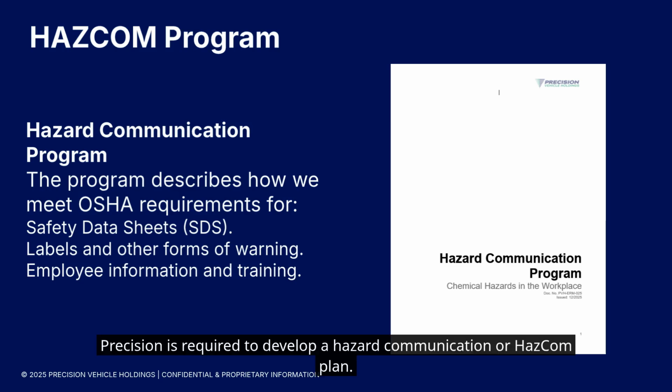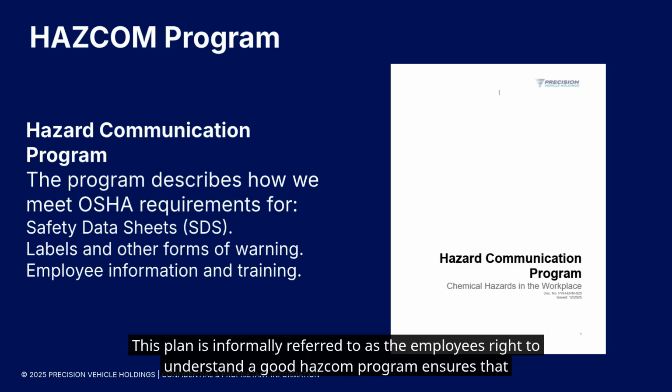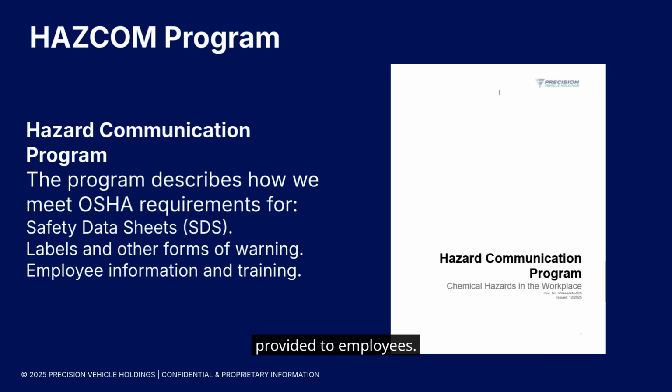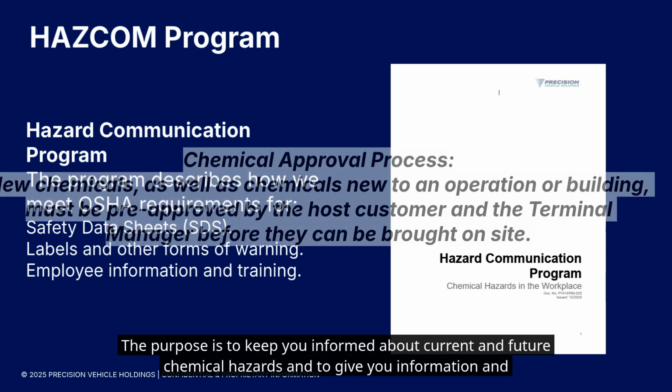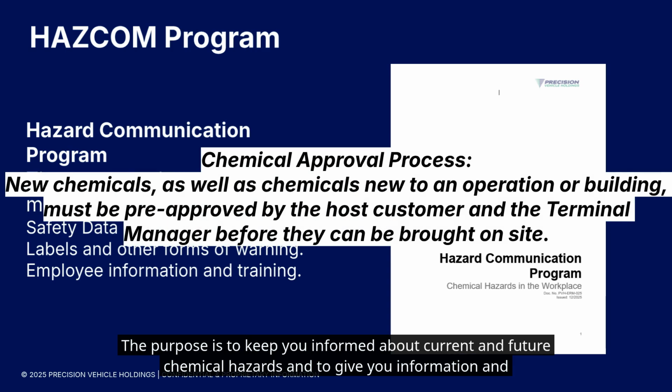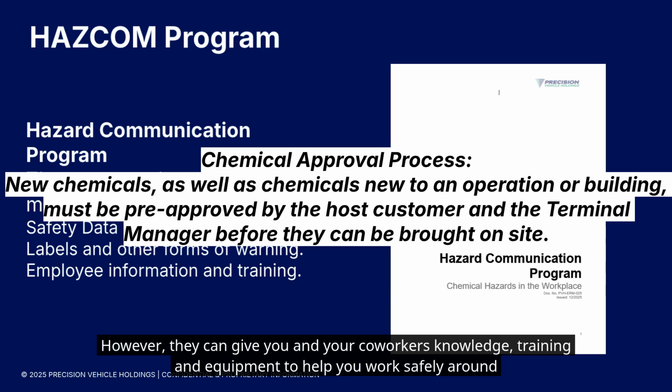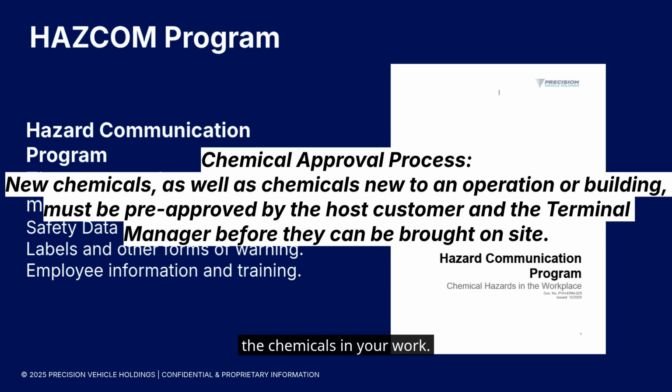Precision is required to develop a hazard communication, or HAZCOM, plan. This plan is informally referred to as the employee's right to understand. A good HAZCOM program ensures that chemical hazards in the workplace are evaluated and that information regarding these potential hazards is provided to employees. The purpose is to keep you informed about current and future chemical hazards and to give you information and other means to protect yourself. HAZCOM plans don't prevent you from being exposed to hazardous chemicals. However, they can give you and your coworkers knowledge, training, and equipment to help you work safely around the chemicals in your work.